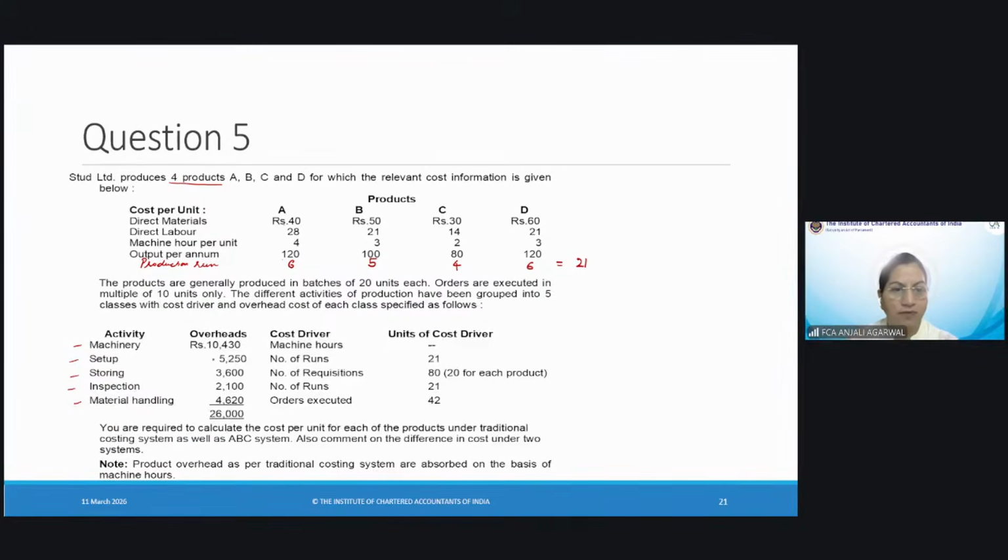So setup cost was 5250, and how many times have the runs been done? 21, which we have calculated also. So when you divide 5250 by 21, the cost driver rate, because of constraint of time, here I am using the question itself as part of my solution. So statement of finding out the cost driver rate. So setup cost is 5250 divided by 21. It is 250 rupees.